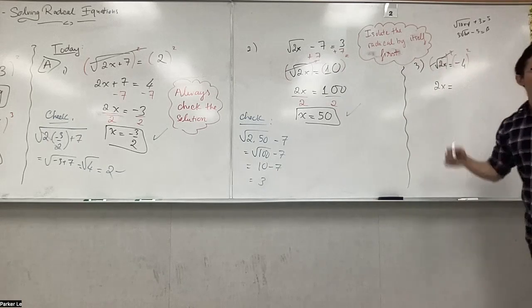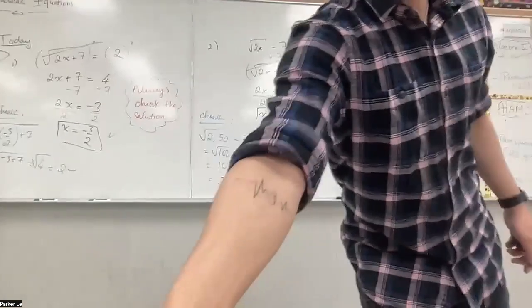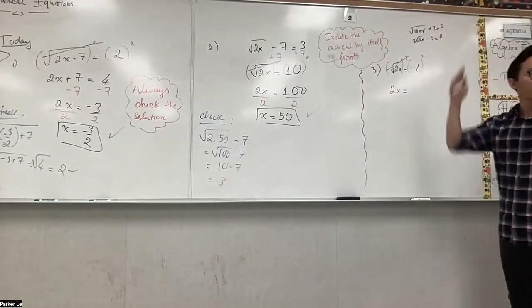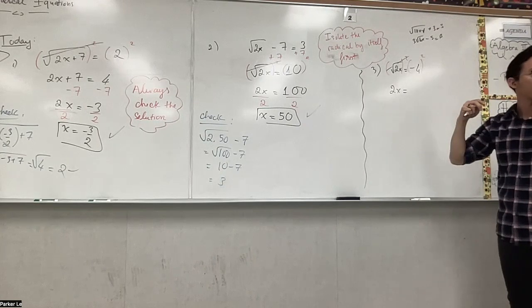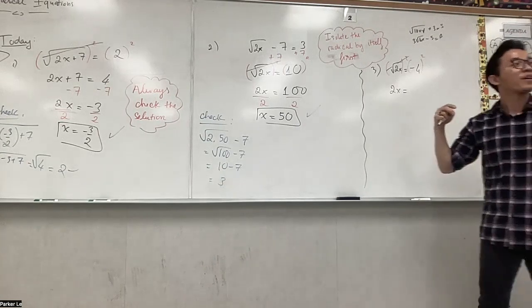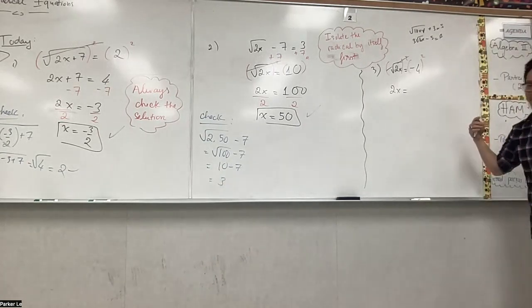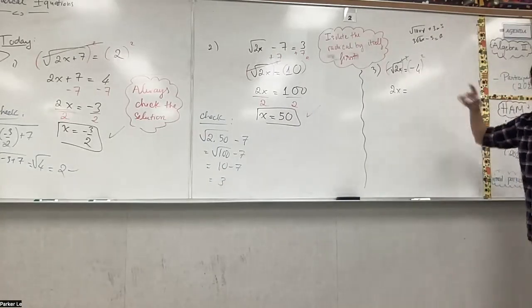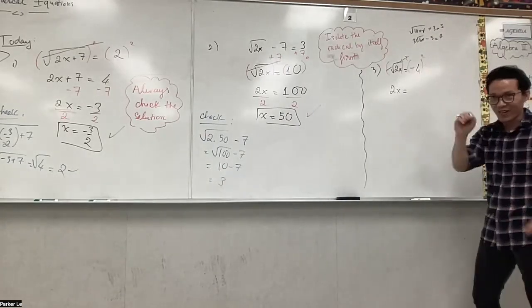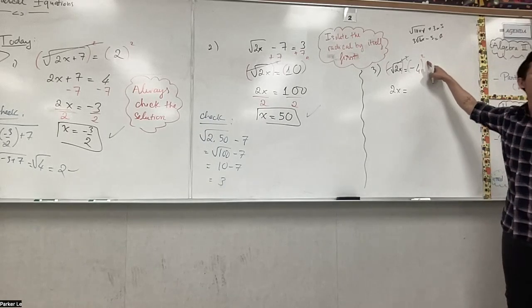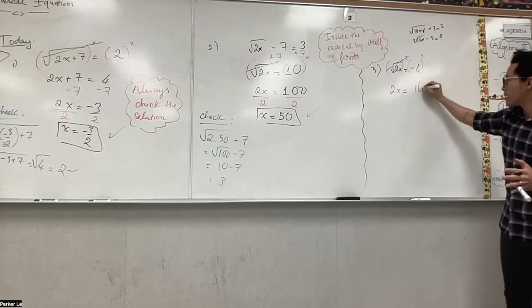What is negative 4 squared? Positive 16 or negative 16? Who says positive? Who says negative? It's positive. Remember, every time you square it, you always get a positive number. So this is 16. All right.